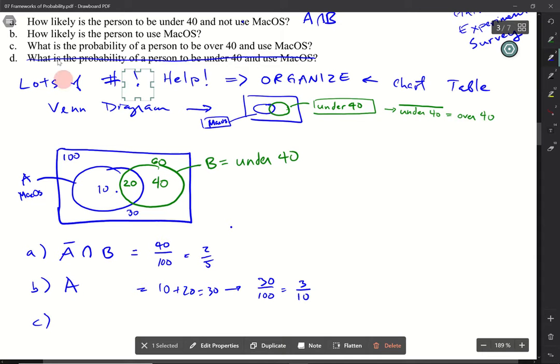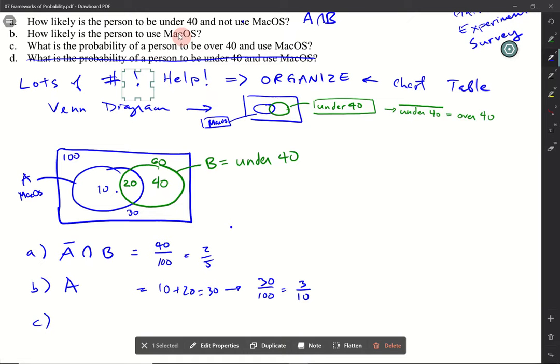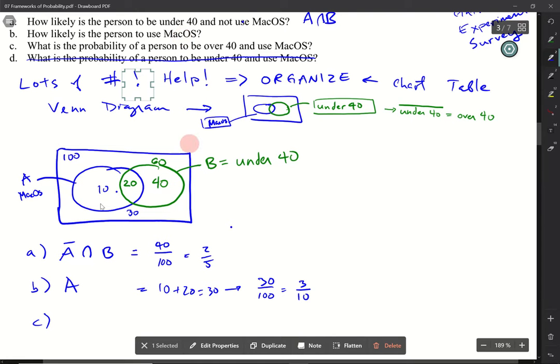We want, so how likely is the person to use MACOS, period or question mark, end, stop. It's not how likely is the person to use MACOS and be under 40, or and be over 40, right? It doesn't continue and, or, right? It just stops. And so that's the trigger that you want the entire set, not that one in union with another one, this or that, or not this and that, right? But you just want itself.